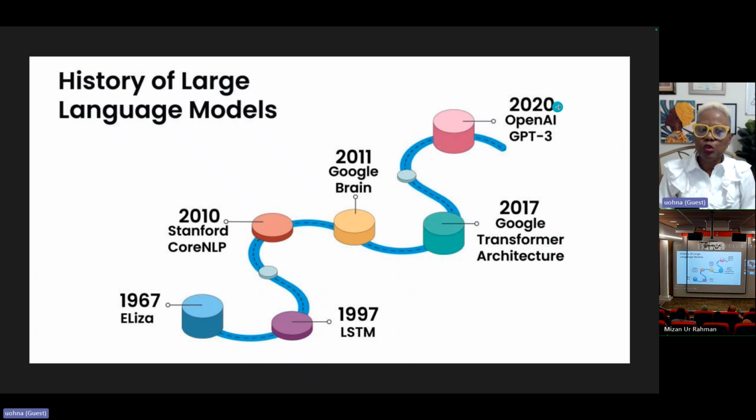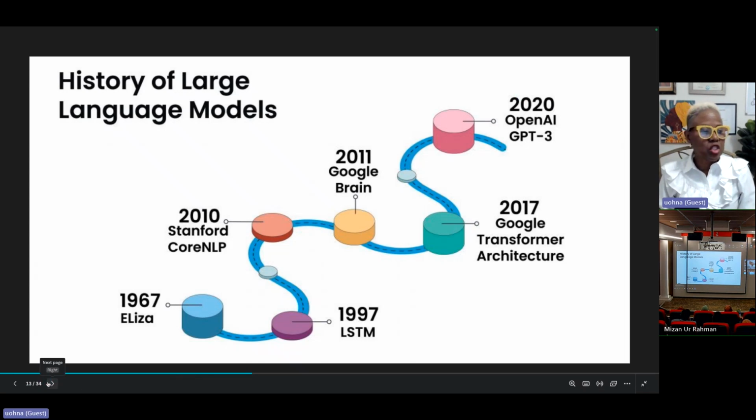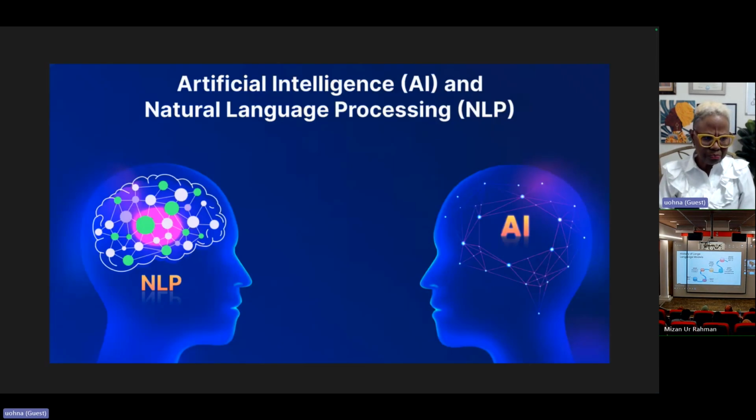And so 3 years later, OpenAI, building on Google's transformer technology, was able to create GPT-3. And then 3 years later, we have the ChatGPT version that we use today.